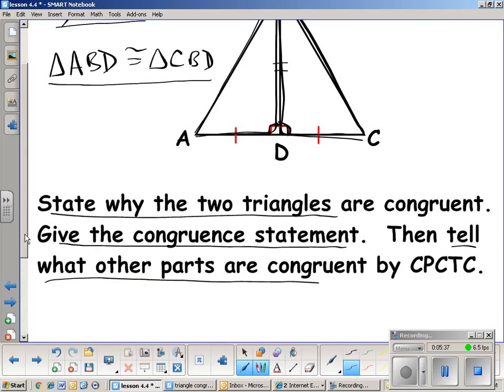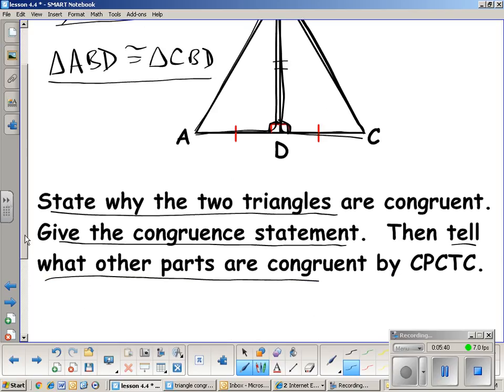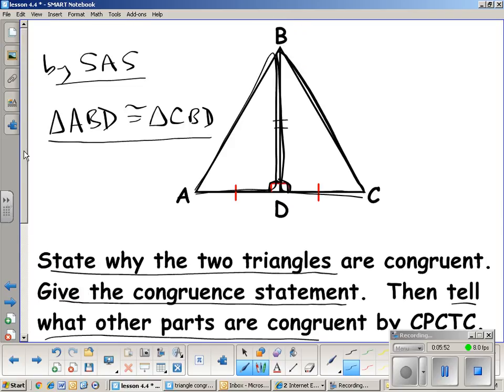And now that I know that's true, we're going to apply CPCTC, which means once the triangles are proven to be congruent, then all corresponding parts are congruent. So at this point, they want us to tell what all other corresponding parts are congruent. So we'll come over here and we'll say by CPCTC, there's three other facts that we can write. And the reason there's three others is because we've already used three of them to say the triangles are congruent.